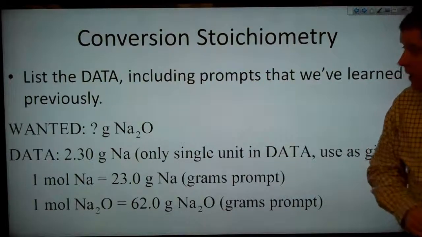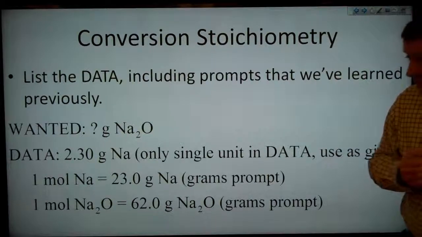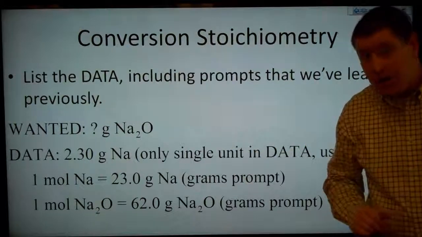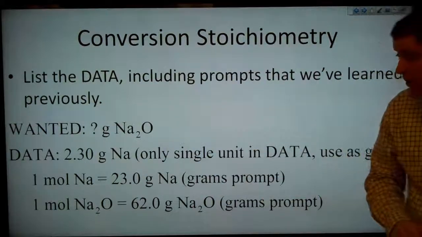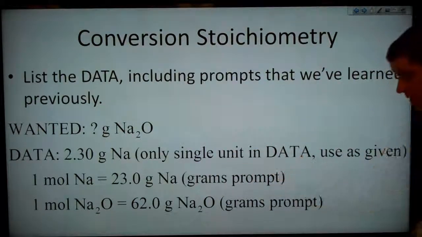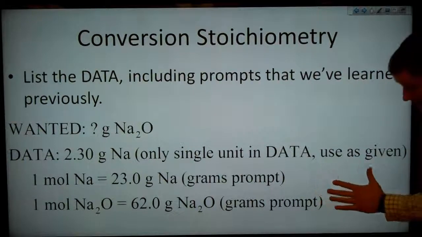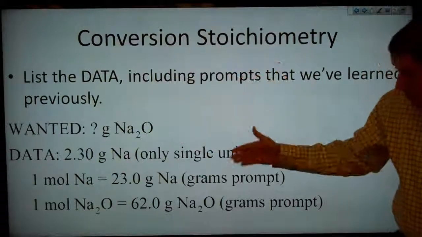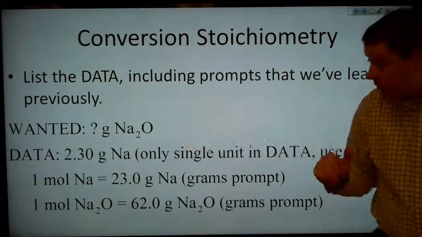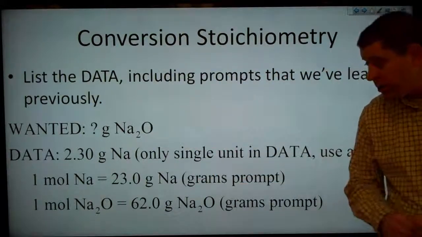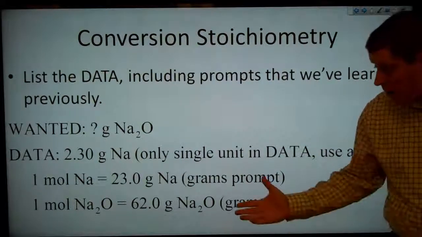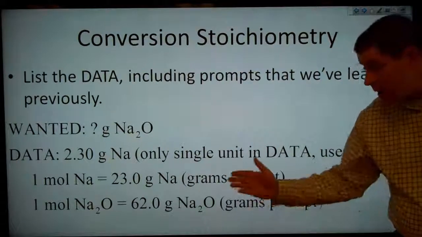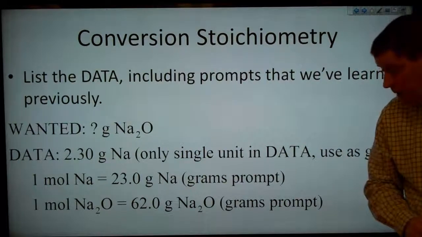Next, we're going to list our data, including the prompts that we've learned previously. So we've got our wanted. Now we have the data. We were given 2.30 grams of sodium, and this is the only single unit in our data, and so this is going to be used as our given. Now we know from the grams prompt that 1 mole of sodium equals 23.0 grams of sodium. We also know from the grams prompt that 1 mole of sodium oxide is 62.0 grams of sodium oxide.